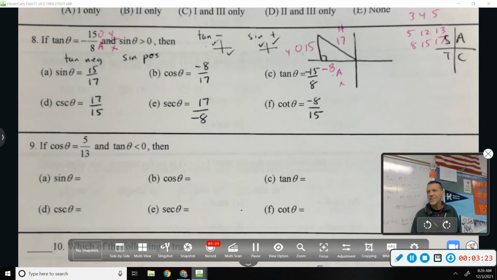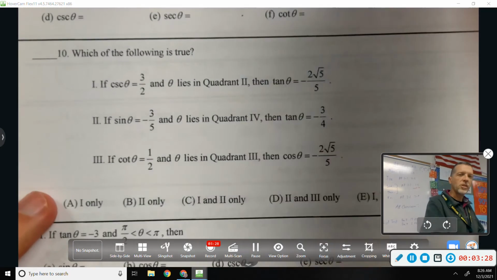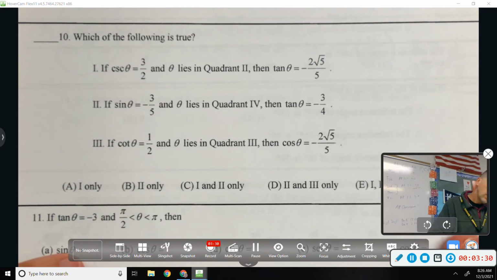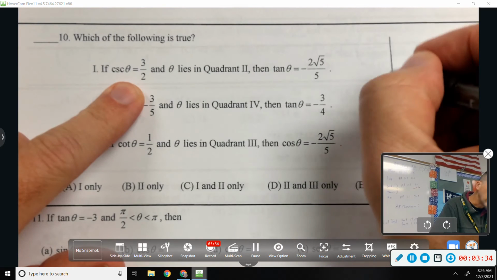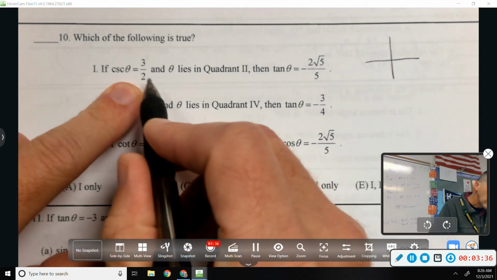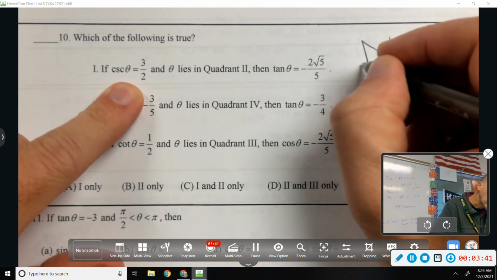Number 10. Yeah, 10 is one of those 3 questions in one situations. So, well, here they at least tell us what quadrant we're in, so that part's not a mystery. Cosecant's 3 over 2. Theta lies in quadrant 2. So I'll draw my theta in quadrant 2.